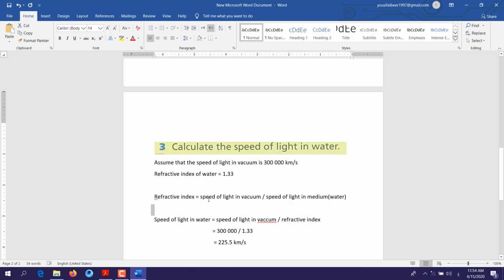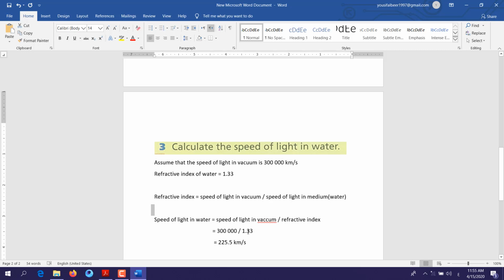We will write the formula: refractive index equals speed of light in vacuum over speed of light in medium, which is water here. So we will just change the formula. Now the formula is speed of light in water equals speed of light in vacuum over refractive index. It's up to you. If you want, do this step, or if you don't want, you can just use the original formula, replace the words with numbers, and you will find the answer.